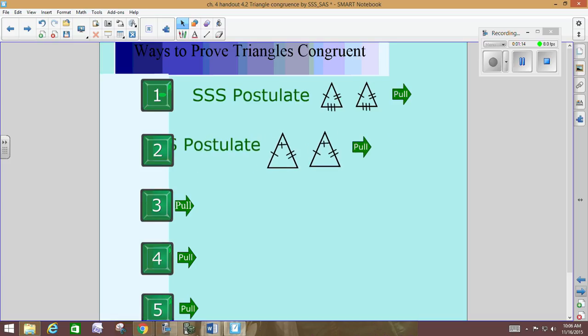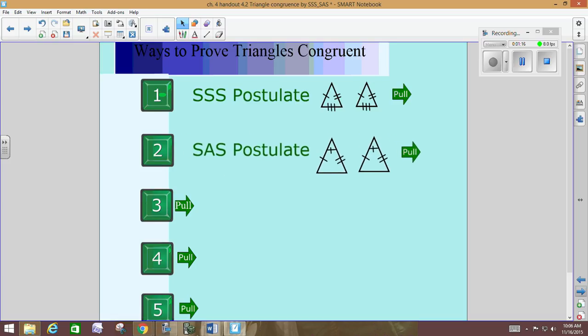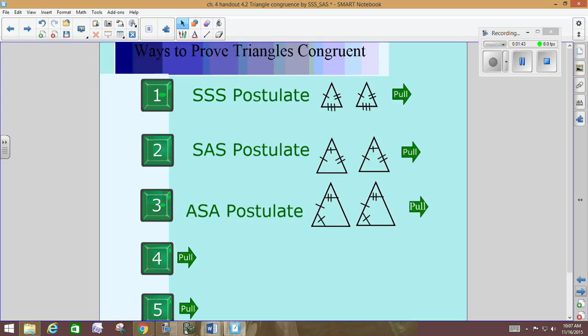Second one, side angle side postulate. 2 sides and the angle between them have to be congruent to the 2 corresponding sides and angle between them, and then the 2 triangles are congruent. Side, angle, side. The angle is between the 2 sides, hence where the A is between the 2 S's. Side, angle, side. Those are the 2 that we're going to look closer at today. Wednesday we'll look at these next 2.